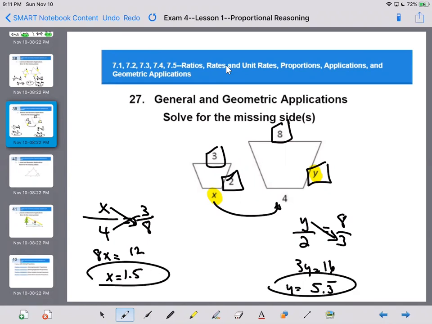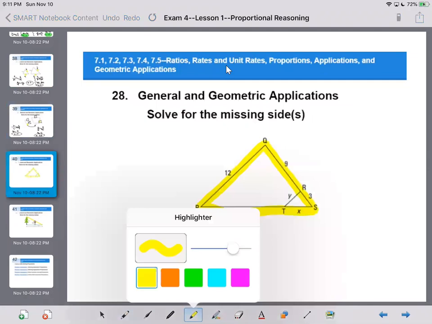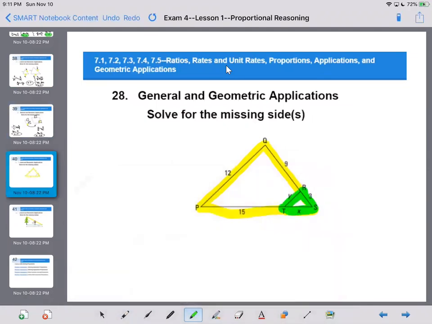And then another picture is, notice we have two colors here. We're going to have PQS as a big triangle. And then we're also going to have TRS. So those are similar. T is going to correspond with P. R is going to correspond with Q. And then, of course, S shares the S side.